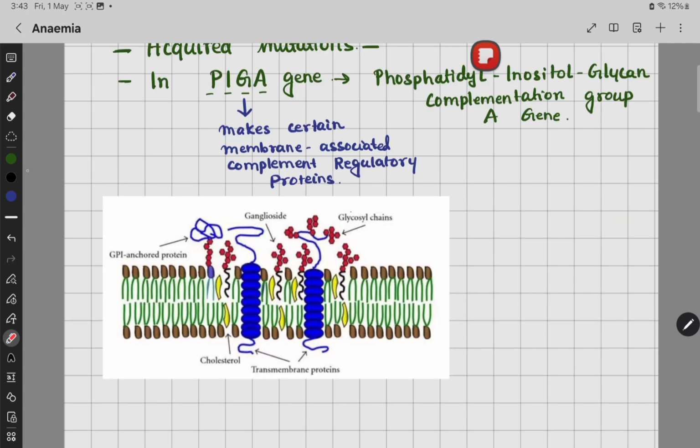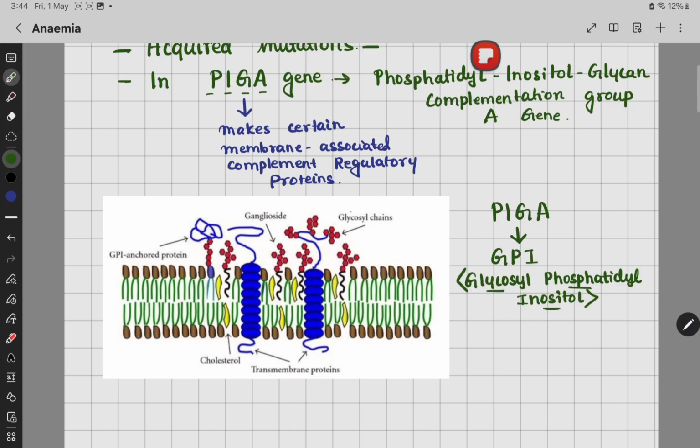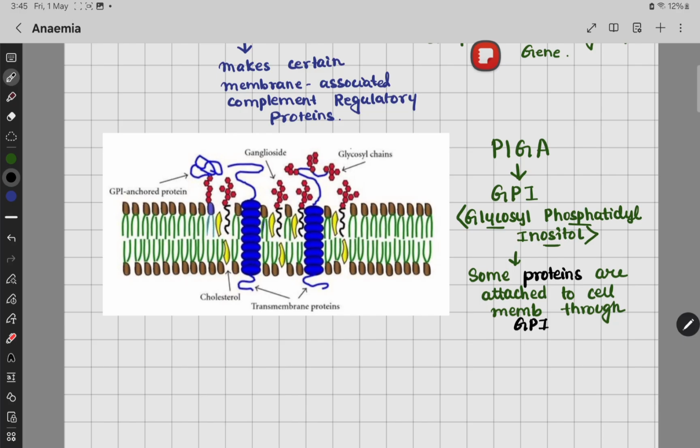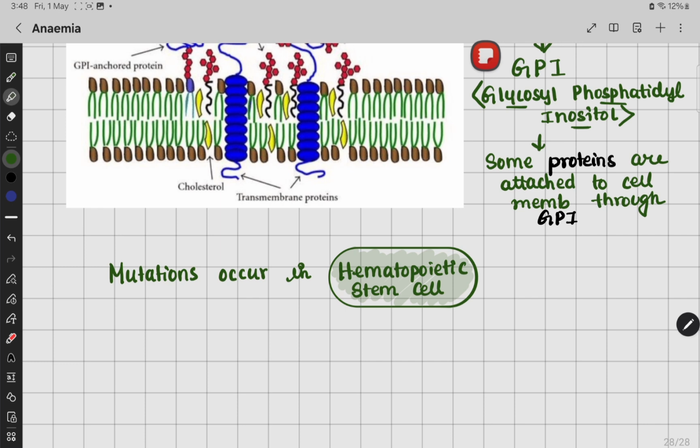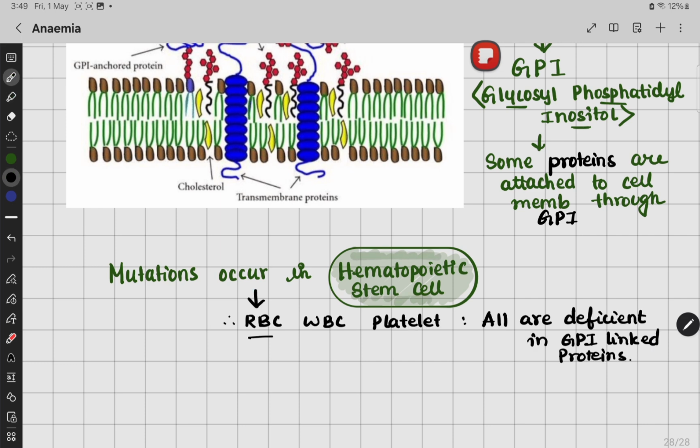Now let's look at the diagram to understand better. This PIGA gene makes an anchor called GPI, which is glycosyl phosphatidyl inositol. Some proteins are attached to the cell membrane through this GPI anchor. Now look at the diagram. This is the GPI which is connecting the protein to the cell membrane. Also remember, this is an X-linked disease and the mutations occur in the hematopoietic stem cell. Hence, RBC, WBC, platelet, all are affected. All are deficient in GPI-linked proteins.